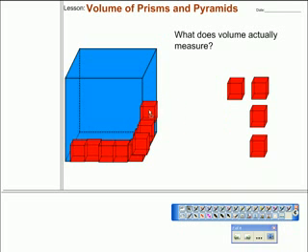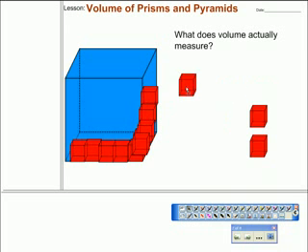And then how many cubes I can go high. How many I can stack up. Even if it's a cylindrical object, like a cylinder or a cone, what I'm still finding is the number of cubes I could put in there. Sometimes they're a fractional part of a cube. And that's what volume actually measures.